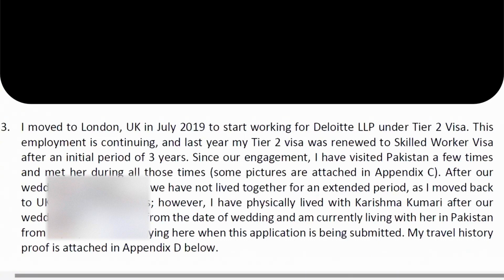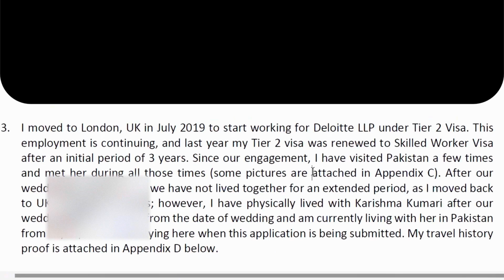So I'm explaining the situation. The point really is you have to explain the whole situation, where you started, where you're living. You have to explain each and everything so that it's much easier for them to understand the case, because there are usually cultural differences across countries, and it's easier if you explain that properly. And as you can see in para 3, I talk about Appendix C, which is some of the pictures we have together when we met at different times when I visited Pakistan. I'll just quickly show you.